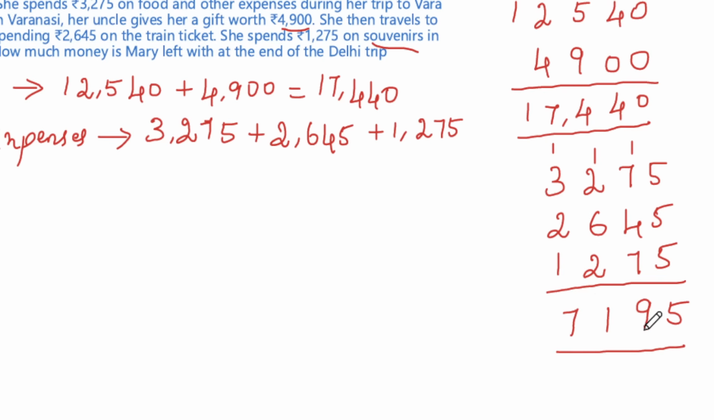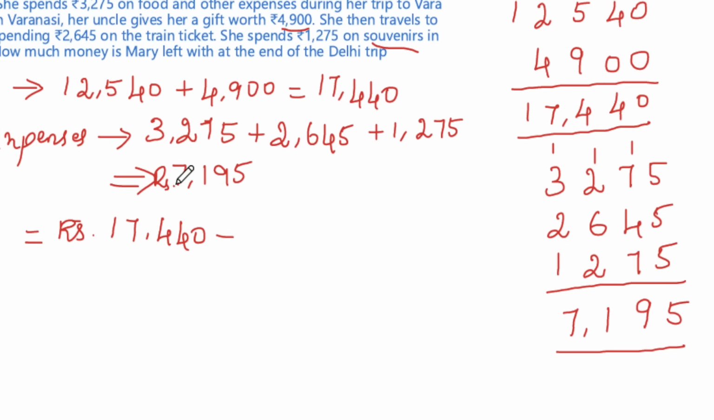So how much did she spend totally? She spent 7,195 rupees. For everything you have to mark rupees. Now, money left with Mary is the total amount, which is rupees 17,440, minus the expenses, which is 7,195. So now you have to subtract.